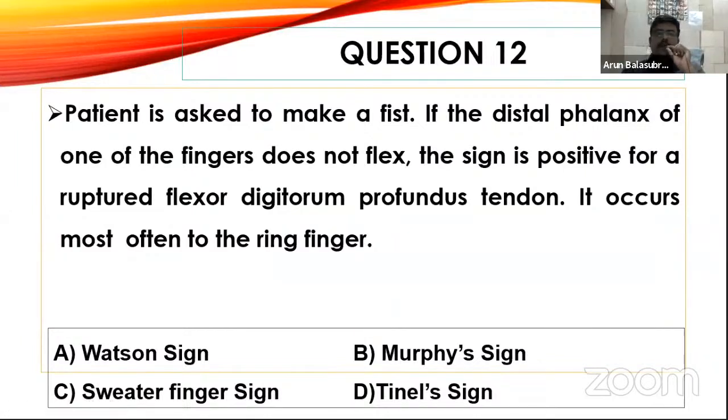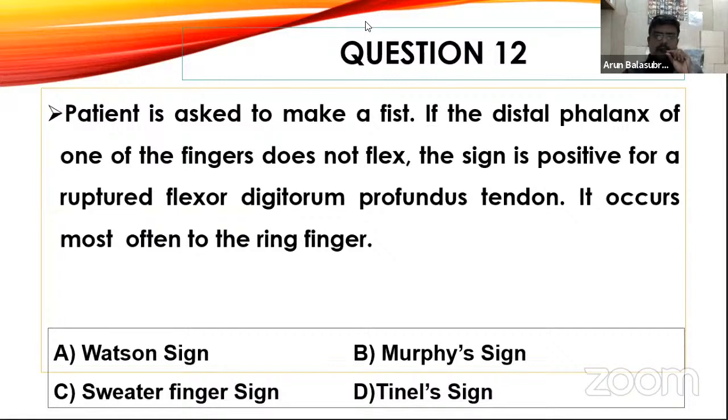Question number 12. When you ask the patient to make a fist, if the distal phalanx of one of the fingers does not flex, then this sign is positive because of rupture of flexor digitorum profundus. It usually occurs in the ring finger. Like this, when you ask the patient to make a fist, only the middle finger does not flex. So what is the sign called? Is it Batson sign, Murphy sign, Sweater finger sign, or Tinel sign?